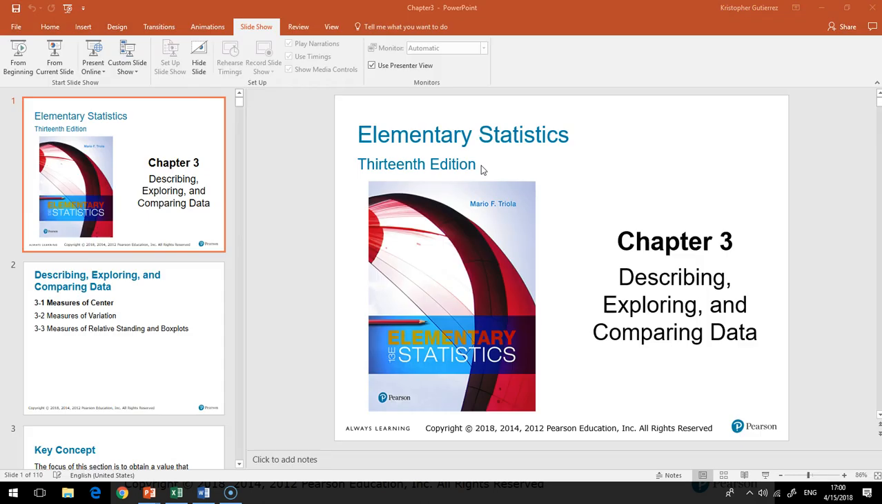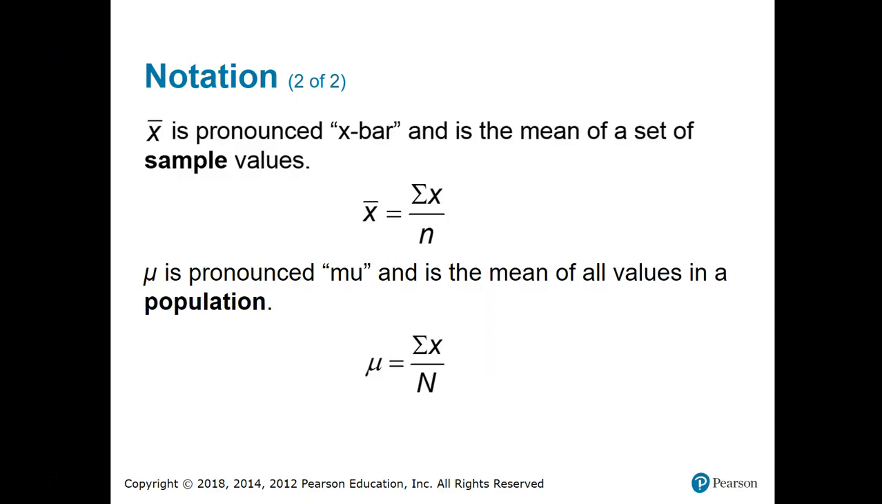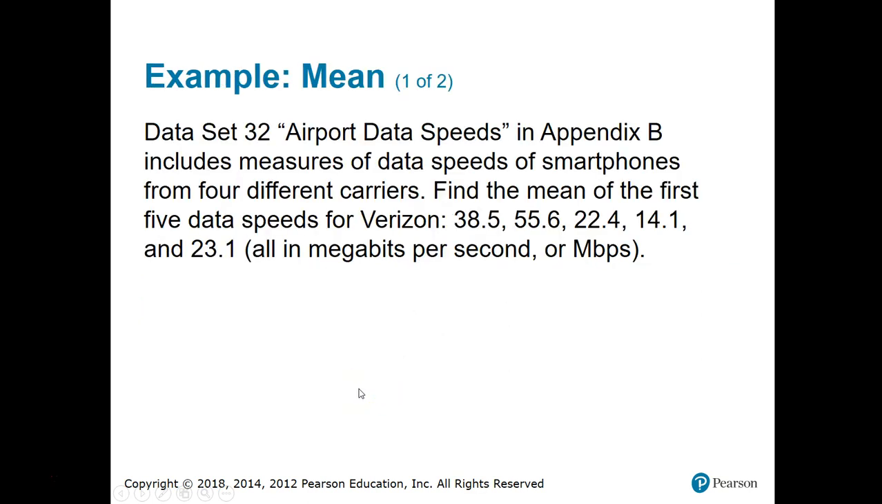Now, let's go back to our PowerPoint. So x bar is the mean of the sample. Mu is the mean of the population. Alright, so some examples that we're going to look at.